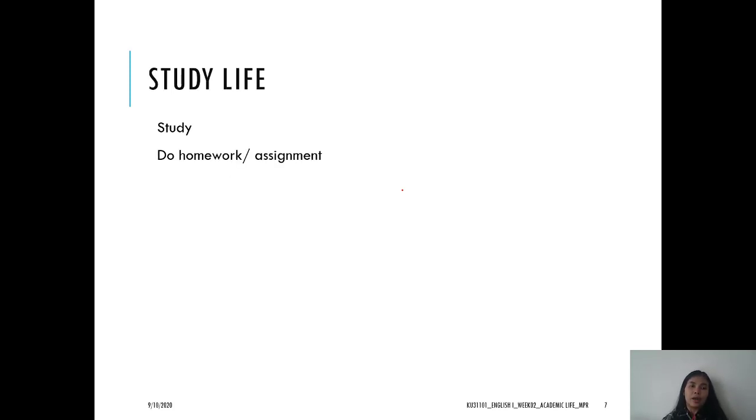Now let's see one by one. In the study life, the first thing that comes to my mind when you're asking me about study life will be study and do homework or assignment. That will be the life of the student. Study and do homework, do project, do assignment, and all of those activities. Okay, if you still have any other activity for study life, you are most welcome to write it down over here. Okay, or add it in your notebook.